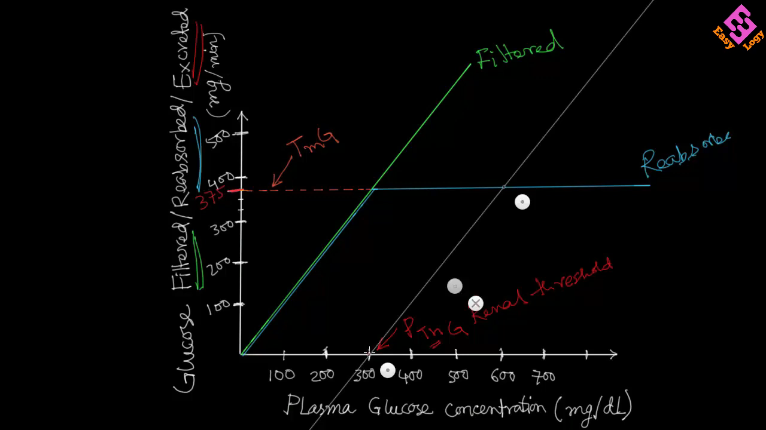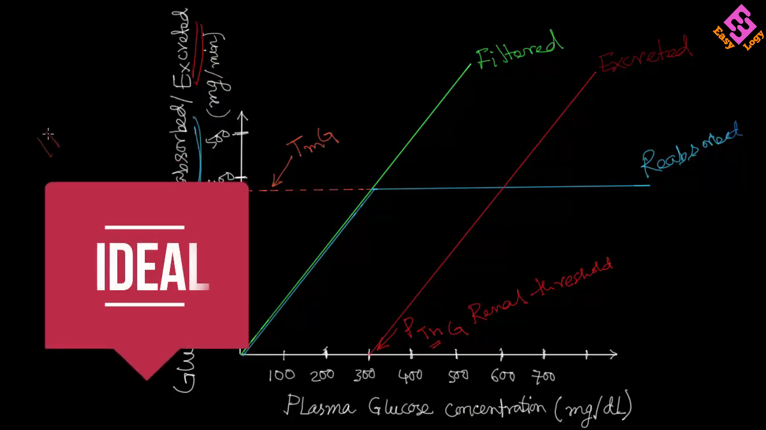The transport system is now fully saturated or occupied, and the load is beyond the transport maximum, so glucose starts appearing in the urine. The curve obtained is a straight line. So this red line we have got is for excretion. Up to this, what you have seen is called the ideal curve.